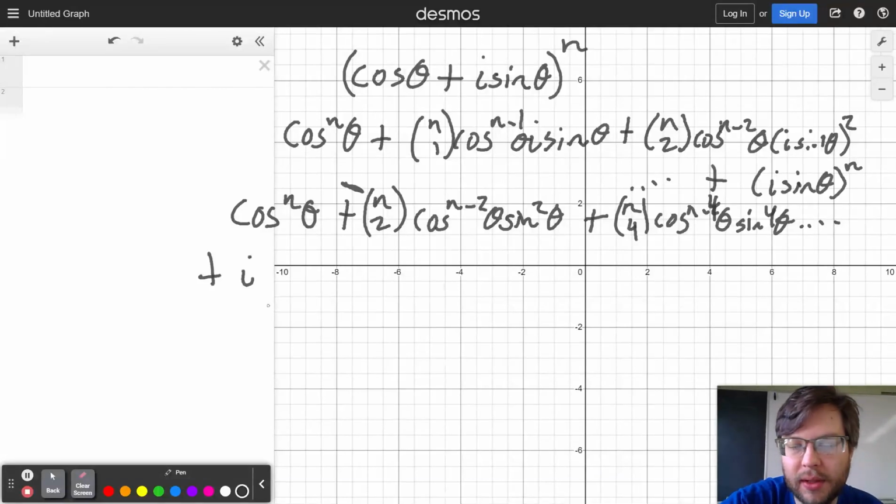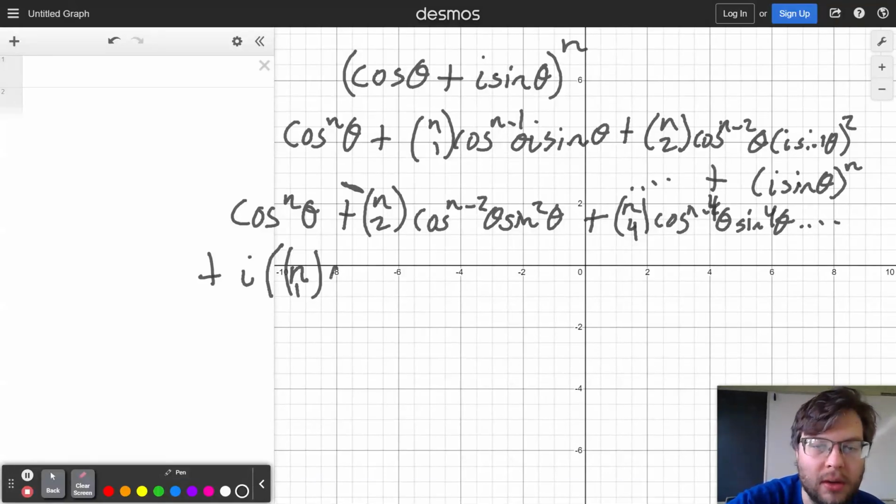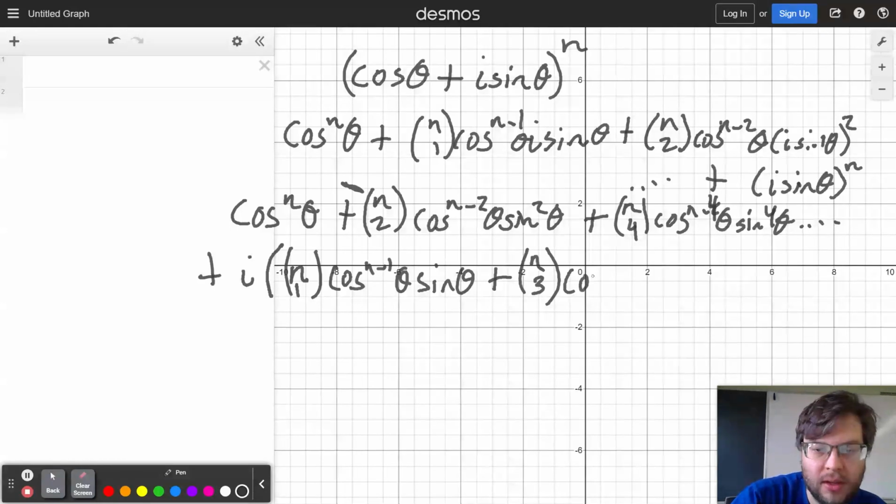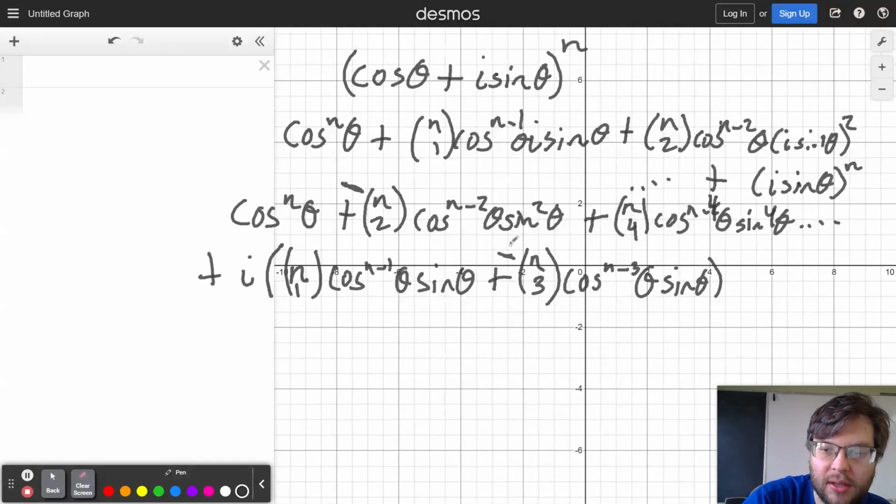Let's see if we can make this work out. Now the i values are multiplied by n choose 1 cosine n minus 1 theta, sine of theta, plus n choose 3 cosine of n minus 3 theta, sine of theta. Oh, that one should have a negative on it.